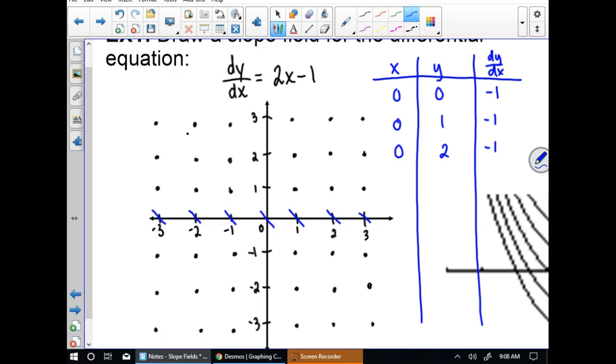Okay, then let's move up. Let's consider all of our points where x is 1. So we could have 1, 0, 1, 2. They're all going to be the same, right? So what is our slope if x equals 1?